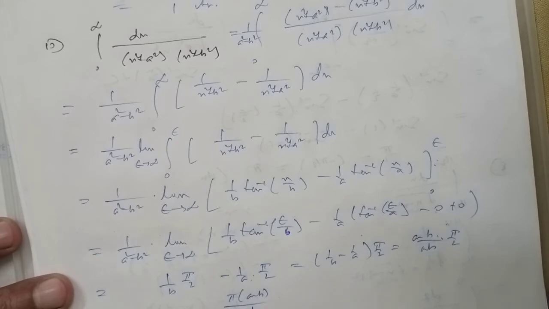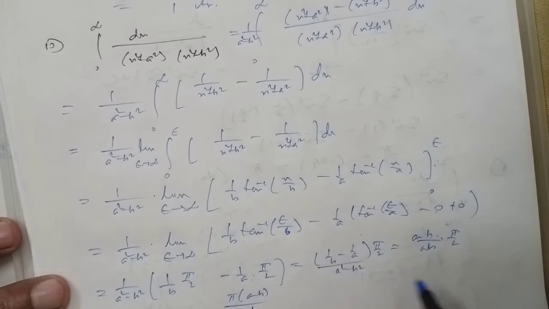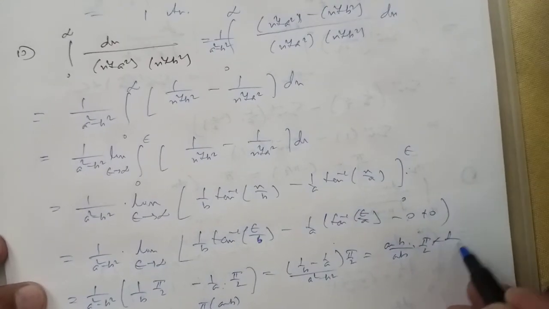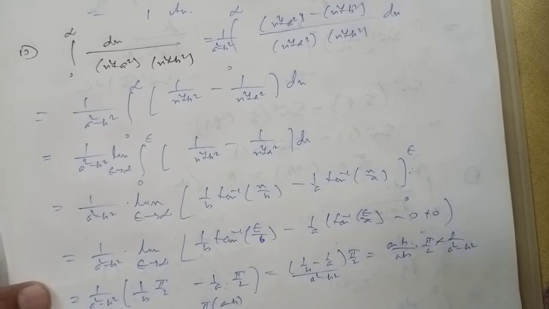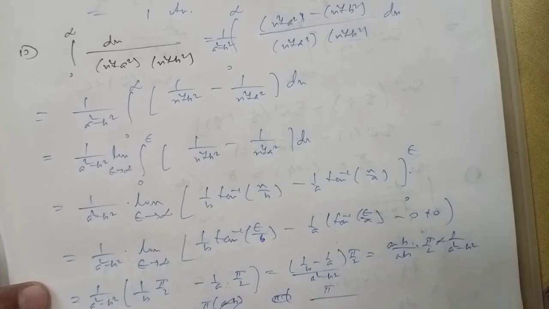Here I forgot to write this term 1 by a square minus b square outside. So a minus b by a square minus b square into 1 by a square minus b square. So in the numerator this will be only pi, and in the denominator this will be twice ab into a plus b. This will be your answer.